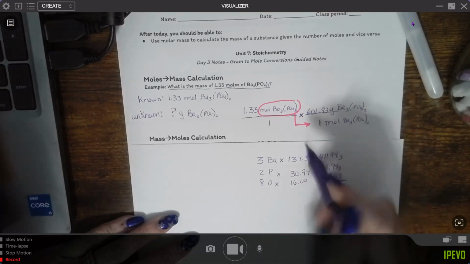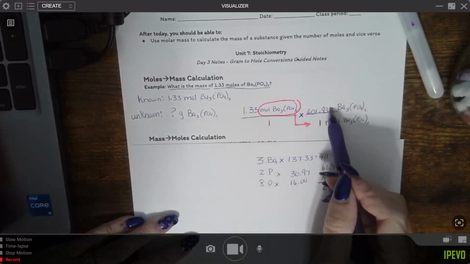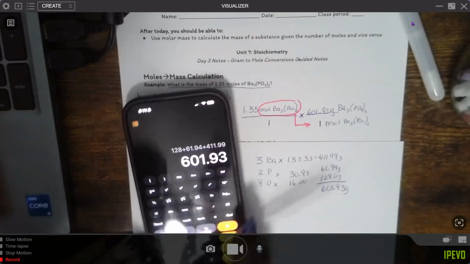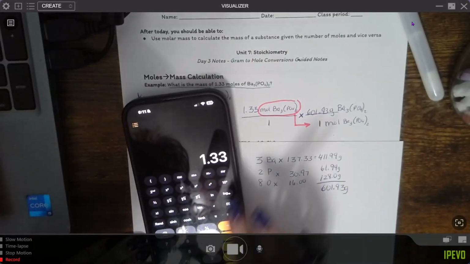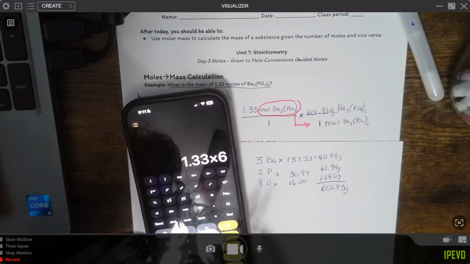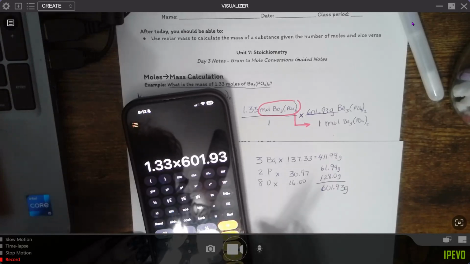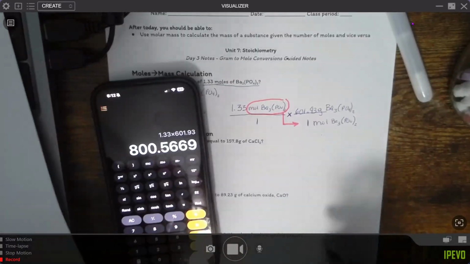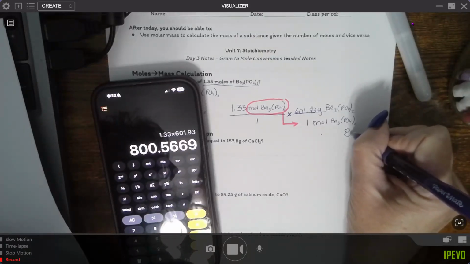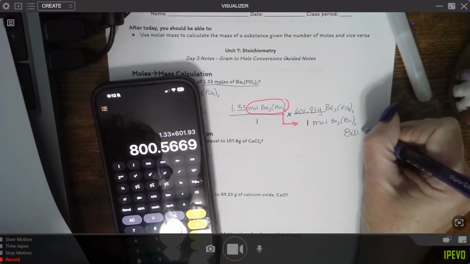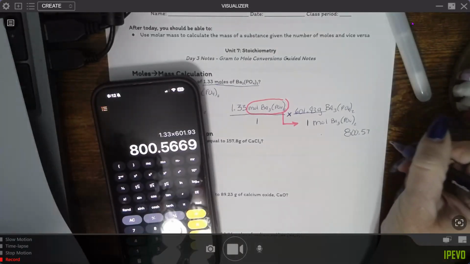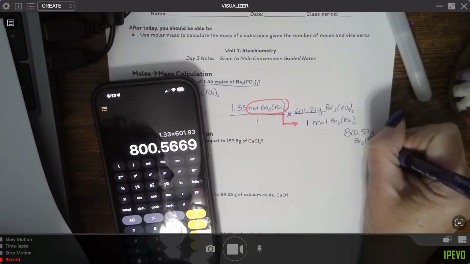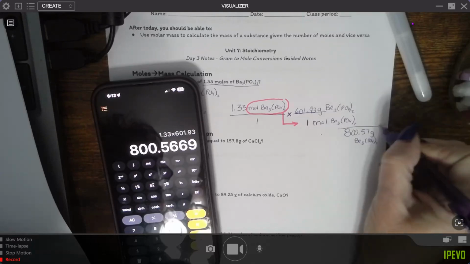This is set up kind of like a fraction. If you're multiplying two fractions, you multiply the top and then you divide by the bottom. So I'm going to take 1.33 times 601.93, and that gives me my answer, which is 800.57. I'm going to round up the second decimal place, and that's going to be grams of barium phosphate. I'm going to put a box around that.